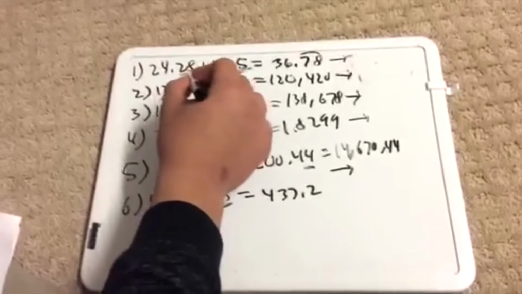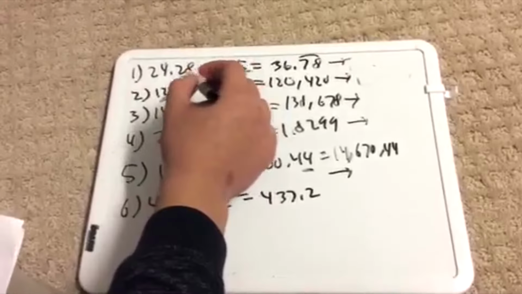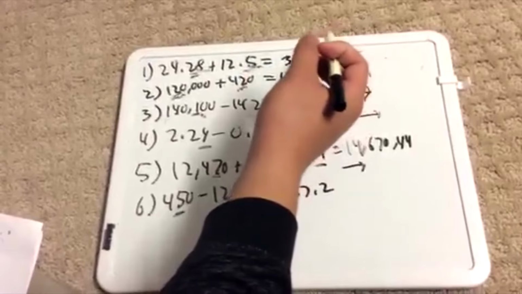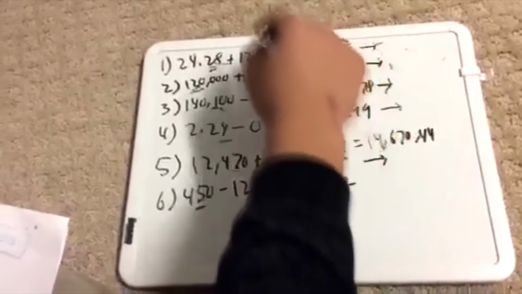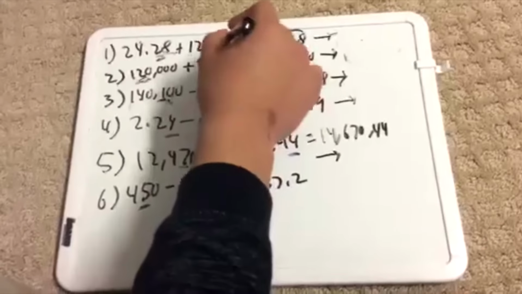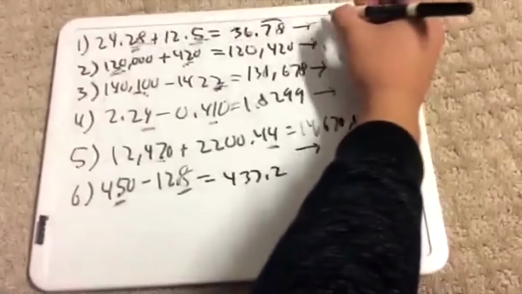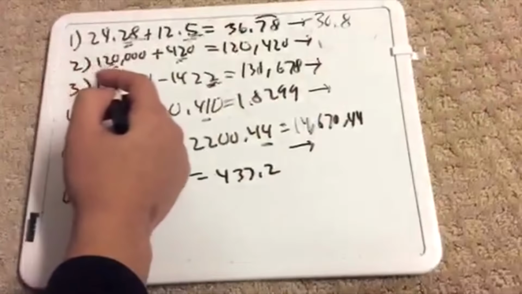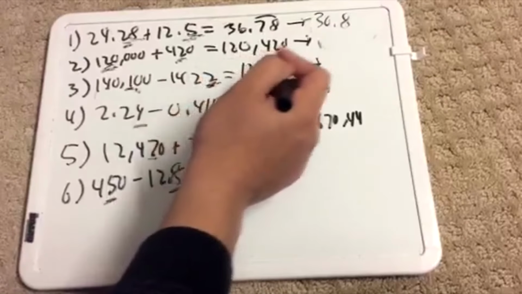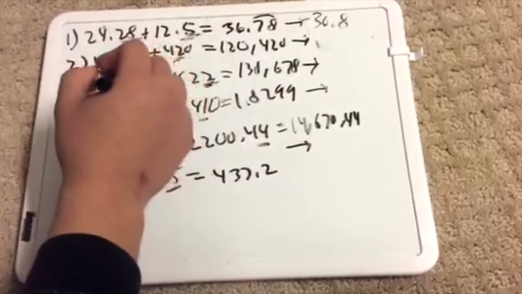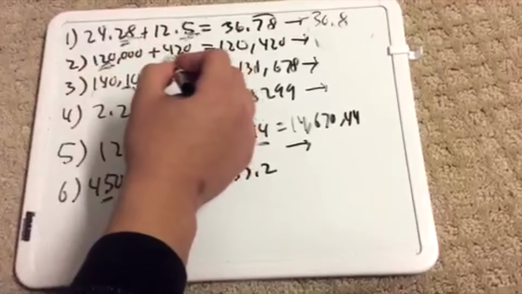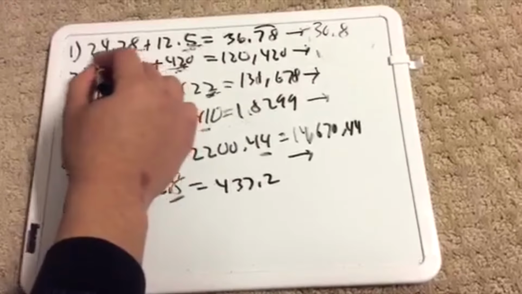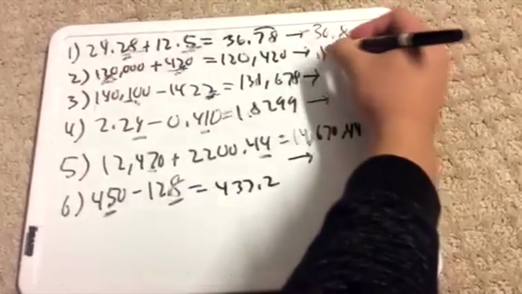For 24.28, the 8 is the least specific, and it is in the hundredths place, whereas for 12.5, the 5 is the least specific, and it is in the tenths place. Therefore, we would round to the tenths place because the 5 is the least specific out of the two, so it will be 36.8. For 120,000 plus 420, it would come out to 120,420. For 120,000, the 2 is in the 10,000s place, and the 2 in 420 is in the tens place. Therefore, we would round to the 10,000s place because the 2 is the least specific out of the two, so it would be 120,000.